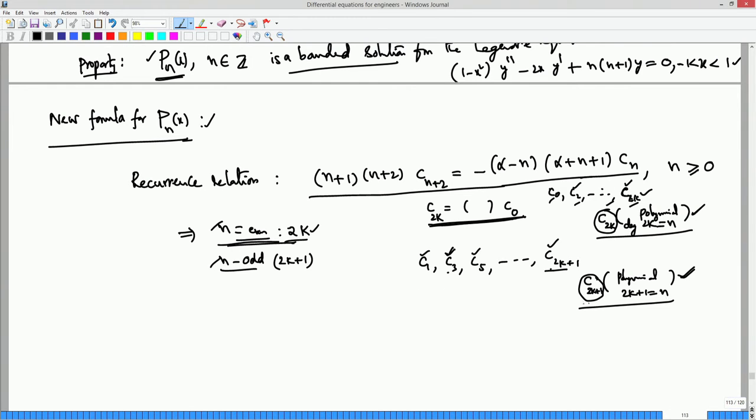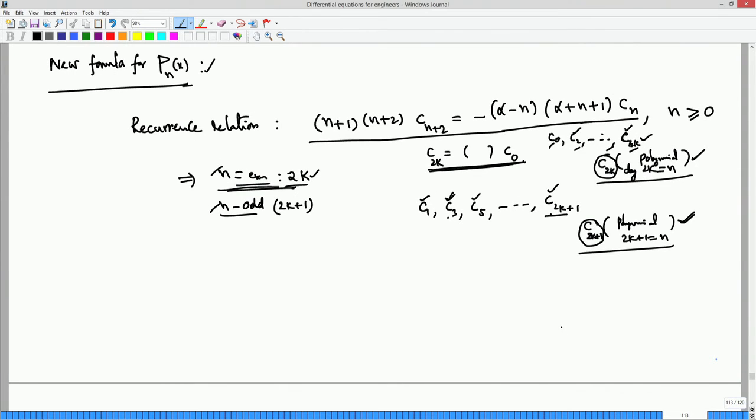okay, either this or this is n, okay, when n is odd, this is this. So, you will see that will give you a formula for Pn, okay, that is the idea. So, let us work out. So, you take this one.